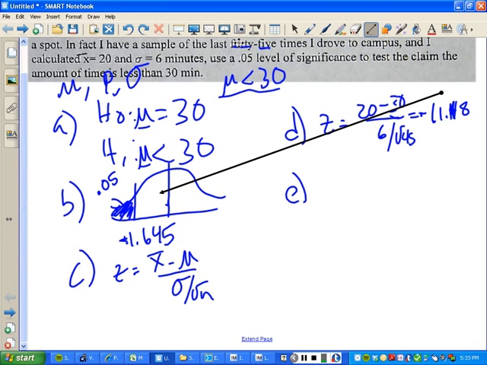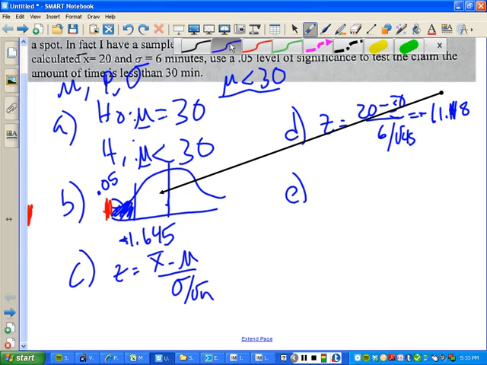All the way out in here somewhere, way out there. And it's actually like over here, I believe, if we're honest about it. -1, -2, -3, -11 is way off the screen. But it's in the shaded area. Do we agree? So with that being said, we're going to reject HO.